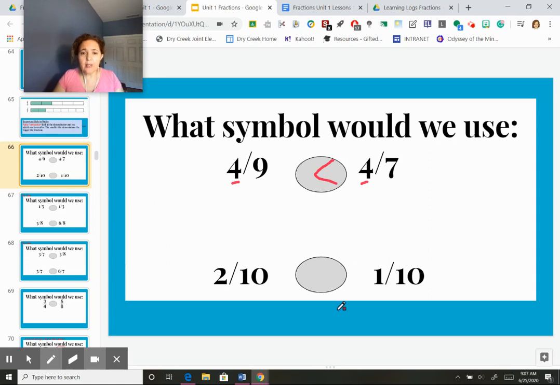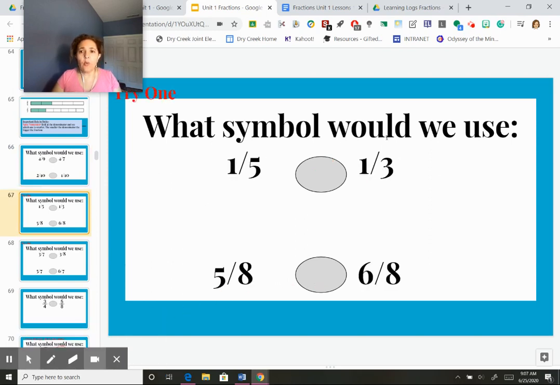Okay, let's look at this one. 2/10 and 1/10. What do they have in common? The denominator. Good. If you said denominator, that's correct. So this one's opposite, right? Now I'm going to look at the numerator. The bigger the numerator, the bigger the fraction, because these are divided up into the same 10 equal parts. Here I'm only getting one piece out of the 10 equal pieces. Here I'm getting two pieces out of the 10 equal pieces. So 2/10 is bigger.